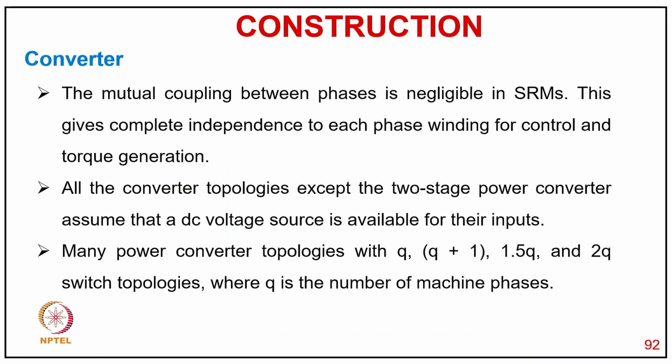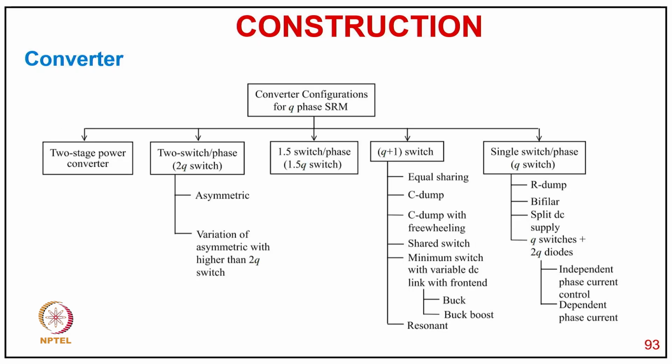Coming to the converter, or power converter, for exciting the machine. Mutual coupling between the phases is negligible in a reluctance motor, and this gives complete independence to each winding for control and torque generation. All the converter topologies, except the two-stage power converter, assume a DC voltage source is available at their input. The topologies range from Q+1, 1.5Q and 2Q switches, where Q is the number of the machine phases.